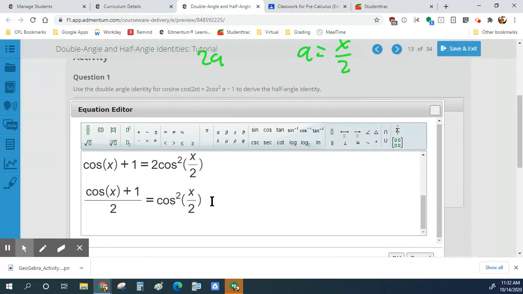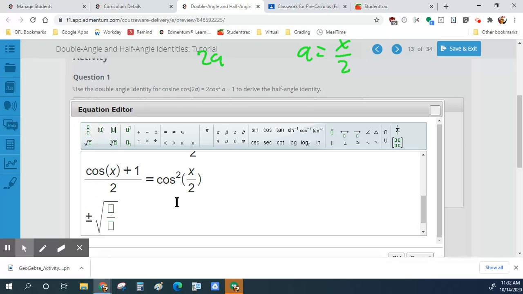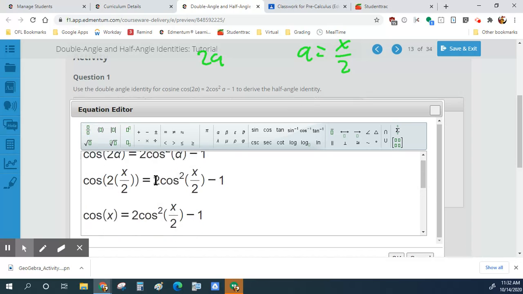So now to derive the actual formula, I'm going to square root these to get rid of the squared. If I square root this, I have a plus or minus, because whenever we take the square root, you have to account for plus or minus. It's a fraction, so this is our cosine of x plus 1, and we're going to divide that by 2. And this is going to be equal to cosine of our half angle. So that's how they get the half angle formulas using the double angle formulas.